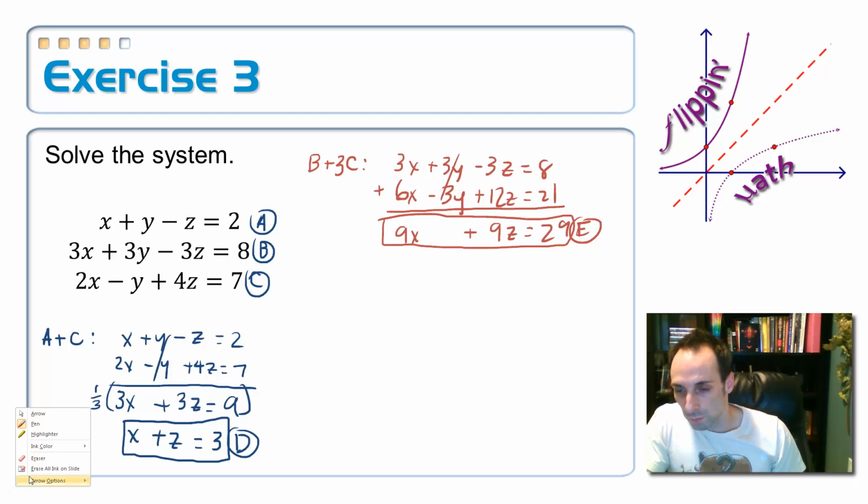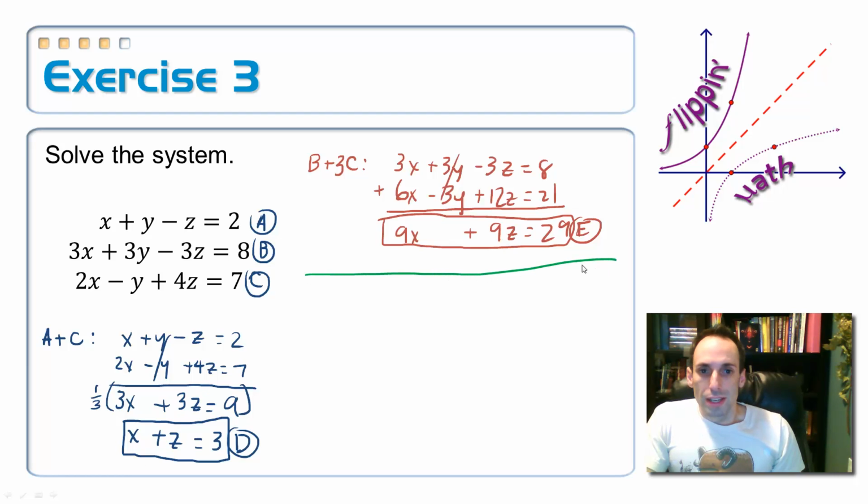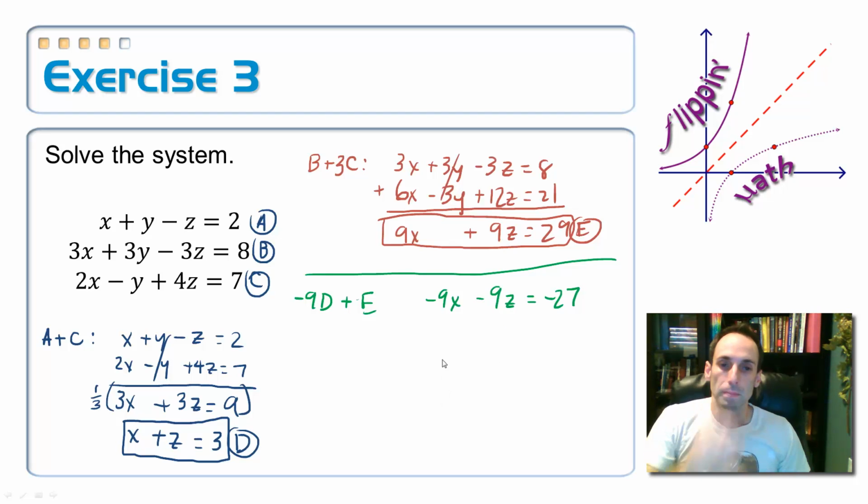Now I'll change to green. There we go. So to get rid of, let's just get rid of the z's. Man, stinking z's. Overly complicating things. So how about I do a negative 9D plus E. That should do the trick. So negative 9 times D should be a negative 9x minus 9z is equal to negative 27, right? Because 3 times the 9. And now let's pair it up with equation E.